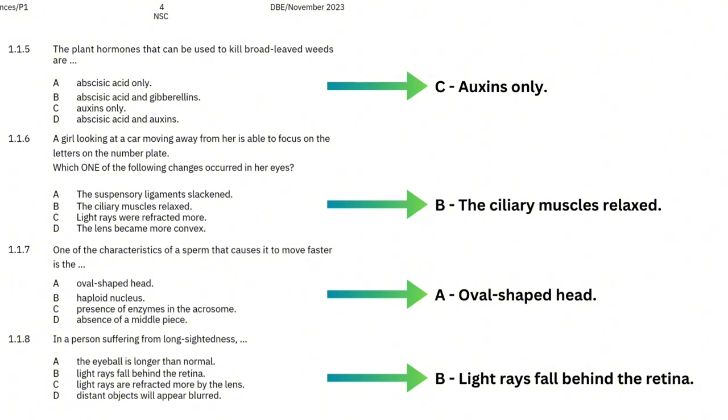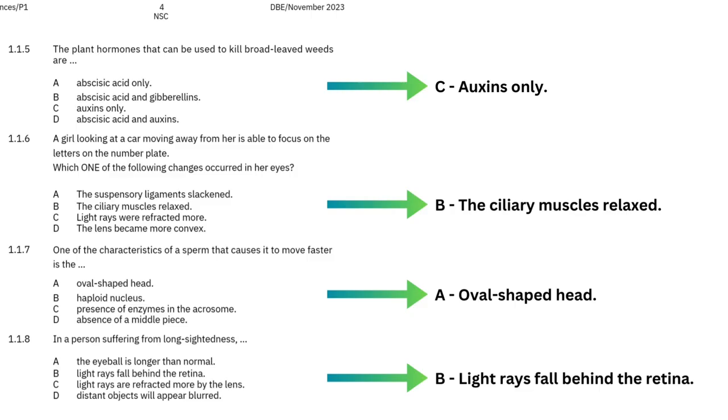1.1.7. One of the characteristics of a sperm that causes it to move faster is the A, oval-shaped head, B, the haploid nucleus, C, presence of enzymes in the acrosome, or D, the absence of a middle piece. The answer is A, oval-shaped head.